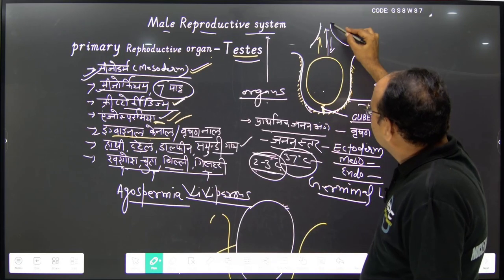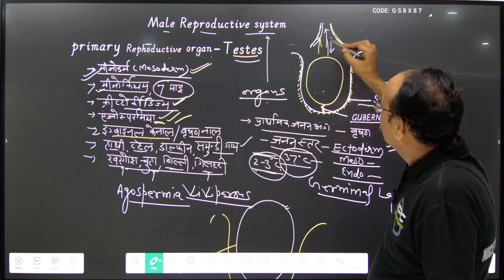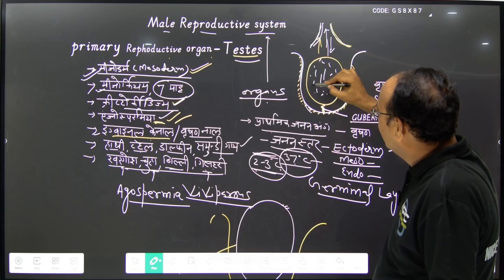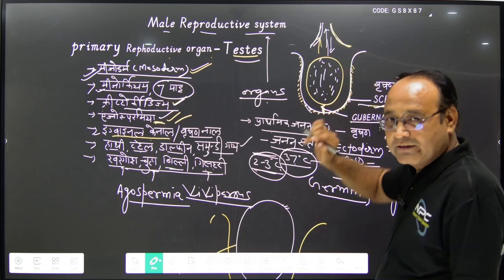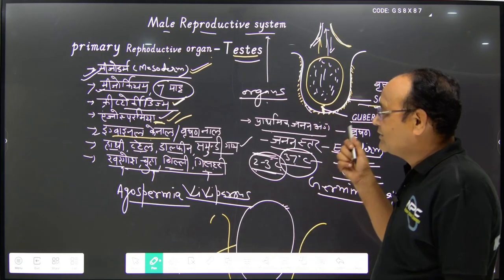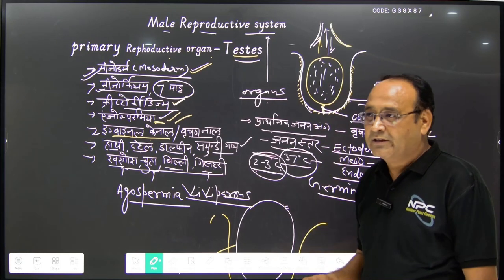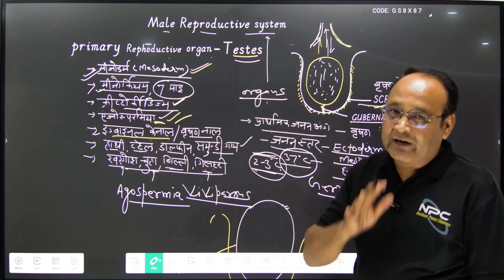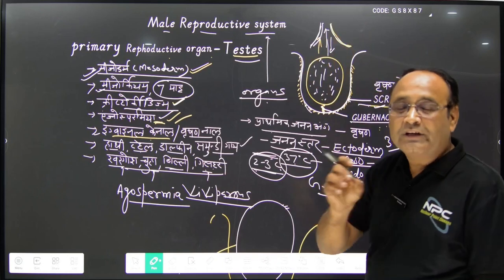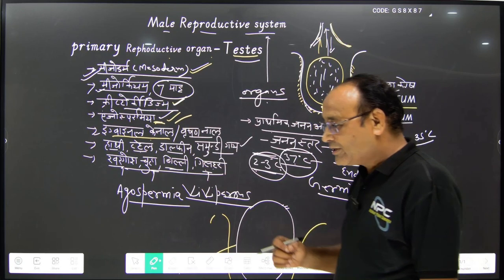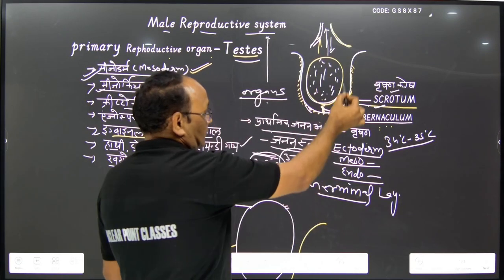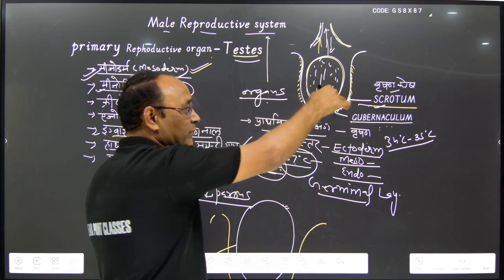Then after the birth, which structure or which canal helps in the movement of testes according to environment or climatic factors? It means the situation of testes in the scrotum depends on the climatic factor. If the temperature is low in the environment, then these testes move toward the abdominal cavity. If the temperature is high, then these testes move toward the scrotum.